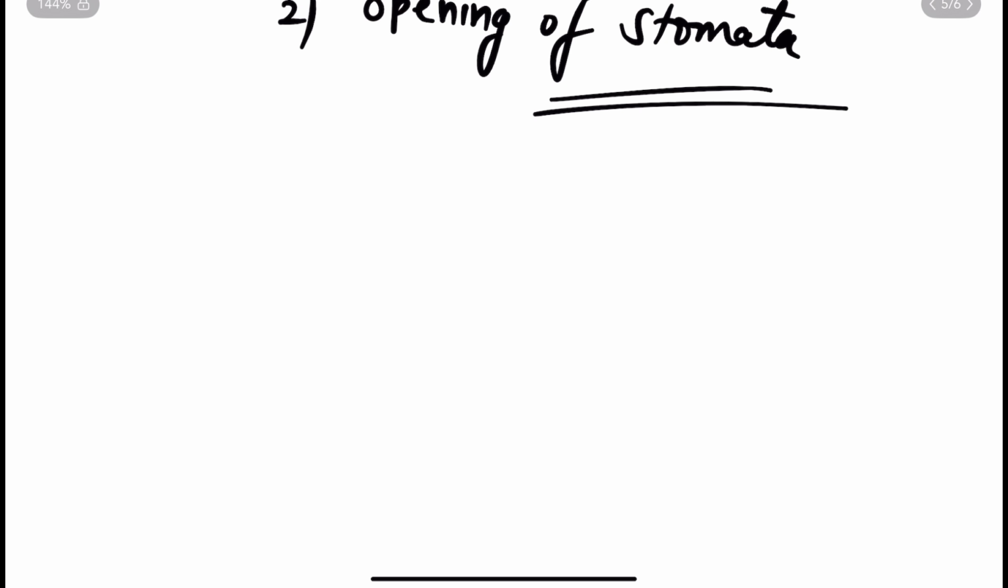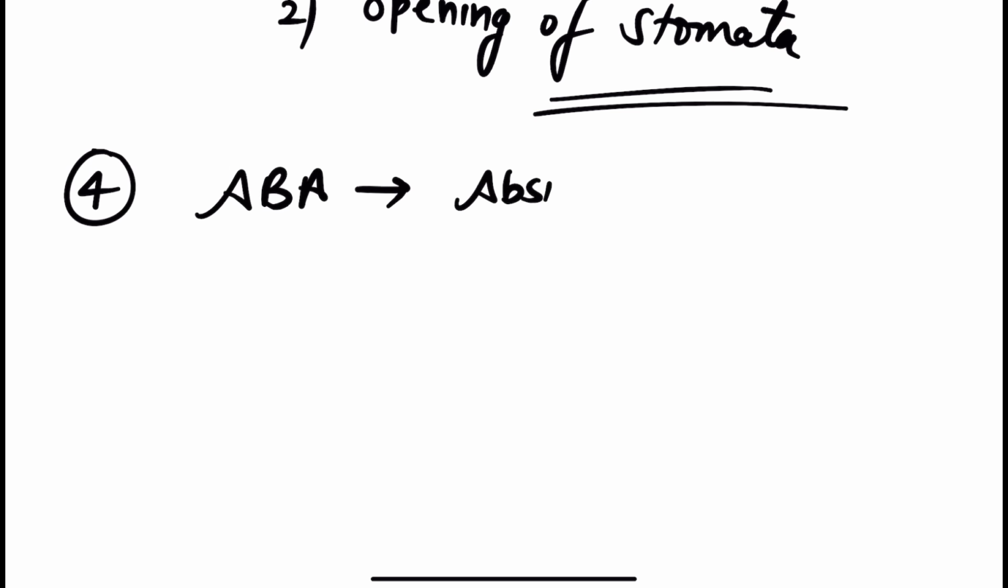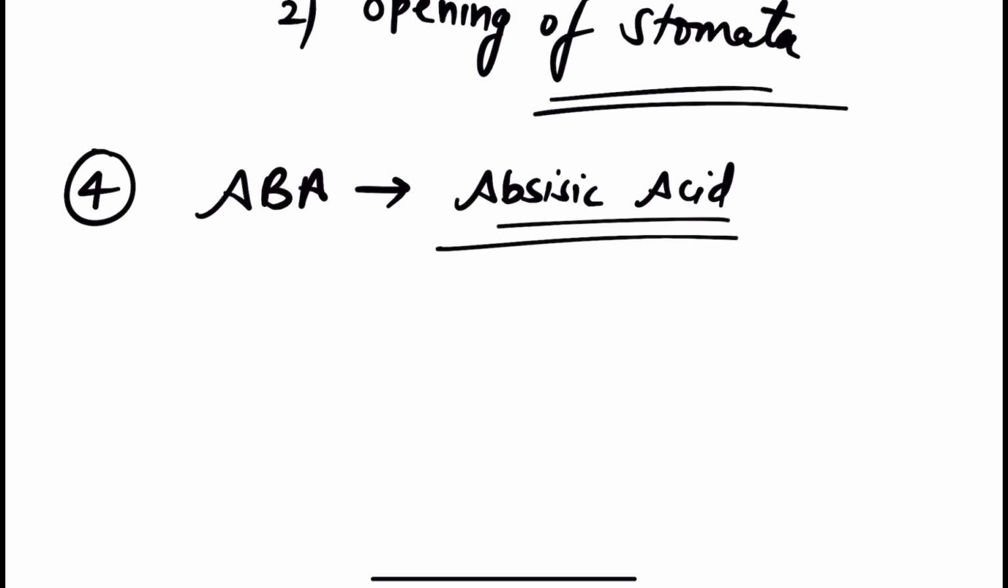So let's move to the fourth hormone, which is known as ABA, or abscisic acid. Abscisic acid is a very important hormone, because this hormone is a growth retarding hormone.